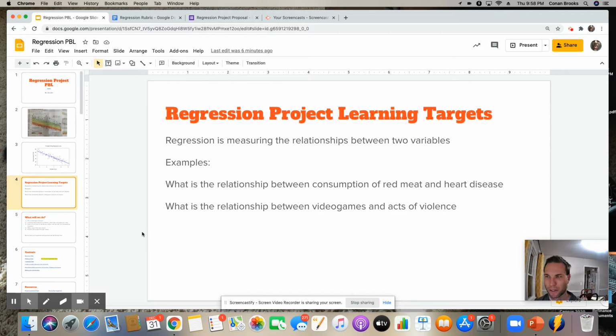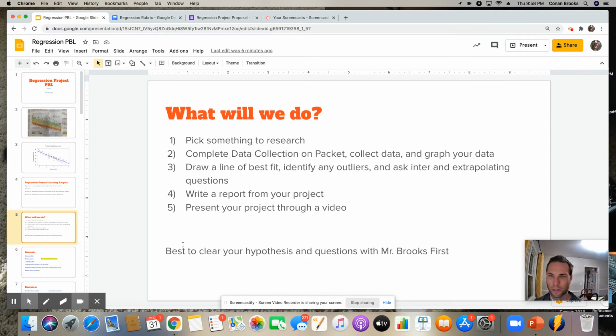Okay. What are we going to do? We're going to pick a research topic. We're going to pick something that we want to measure. We're going to collect data on it ourselves. We're going to write down the data or tabulate the data and then graph our data. And then we're going to make a line of best fit. And then from that, we're going to talk about outliers. We're going to talk about interpolating questions and extrapolating questions. We're going to write a report on it, and then we're going to present through a video. And you guys are going to present through either screencast or Zoom.